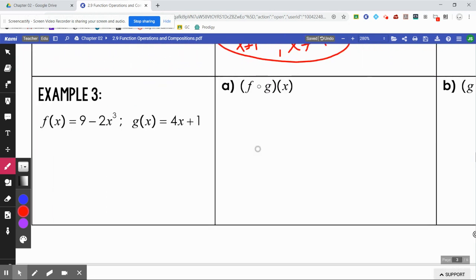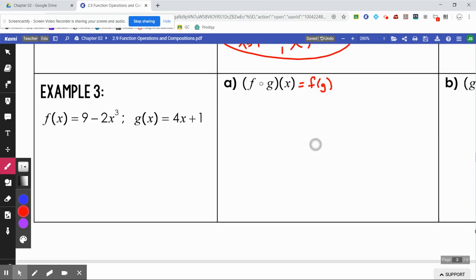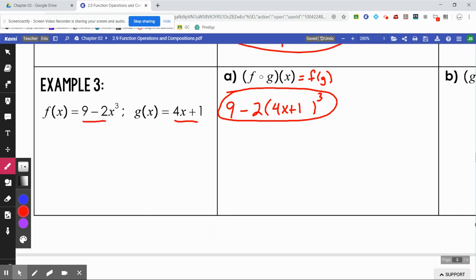Okay, the next one, find f of g. Again, I like to write down f of g first, so I'm going to take f, which is 9 minus 2x to the third, and in the place of the x, I'm putting 4x plus 1. Now that is a correct answer, and since you can look at both of these, there's absolutely nowhere these domains are restricted. There's no division by zero, there's no radicals. So my domain already, I can tell, is going to be all real numbers, or negative to positive infinity.